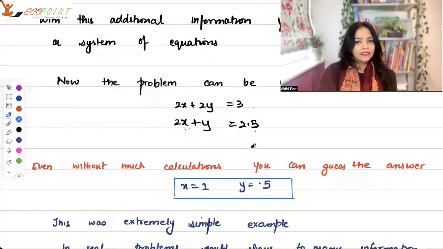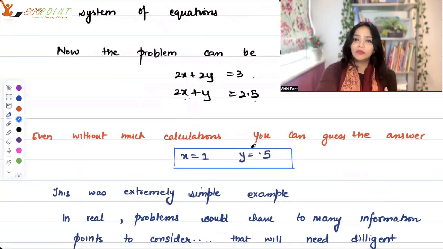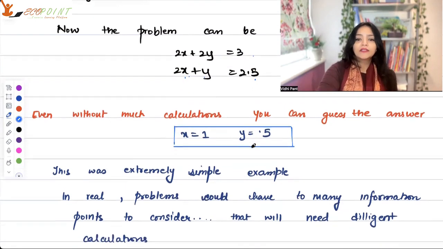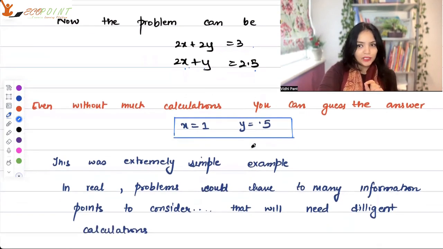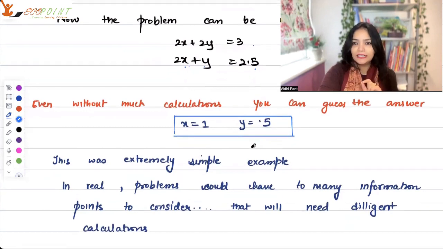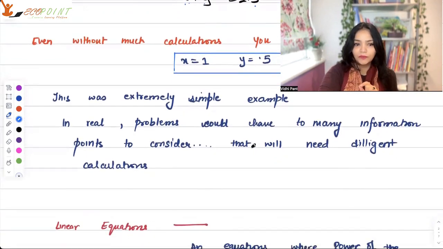So this was very simple, but in general, in engineering problems or other subjects, quantum mechanics, or so many other different branches for that matter, these problems could be really complicated. The variables could be too many to handle, right? So this will definitely need calculations.